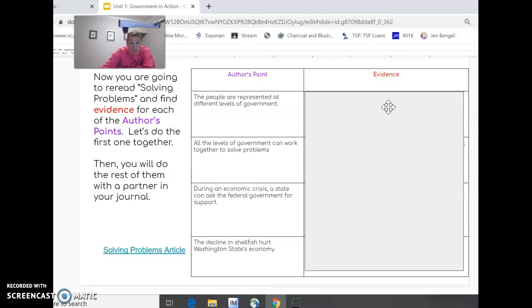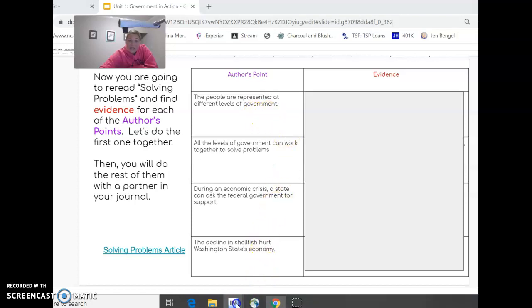Now, this is what's really cool. I think you're going to find that the evidence we've already located when we were analyzing and reading the text together, because we're good readers, and good readers do that. So it's going to be a little exciting to see how easy your job is this morning. Okay, so the first author's point is the people are represented at different levels of the government.